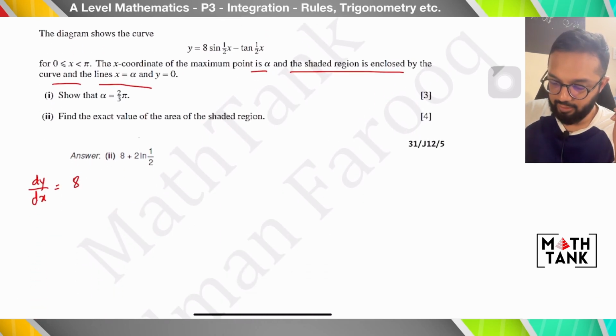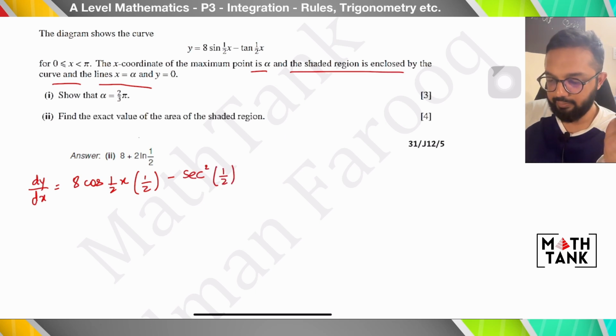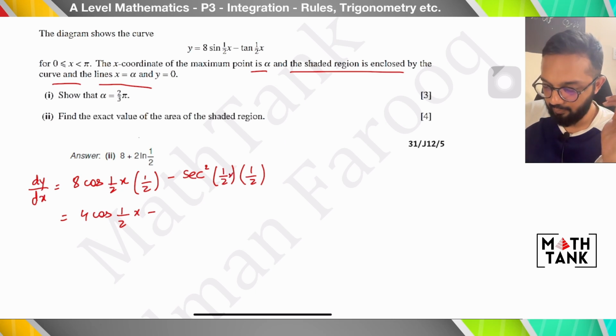So I'm going to differentiate and say that it is 8 cos half x into half minus sec square half x into half. So I get 4 cos half x minus half sec square half x. Now there's nothing common. I have to equate this to 0.